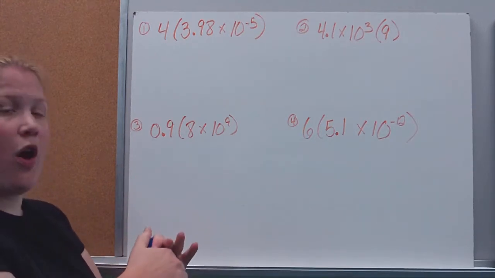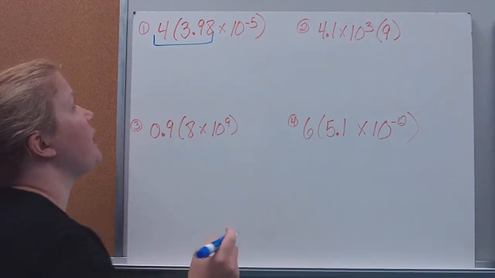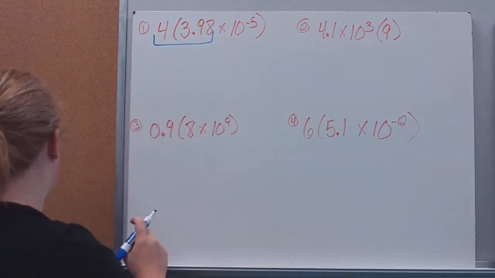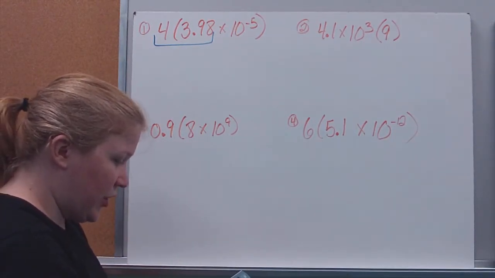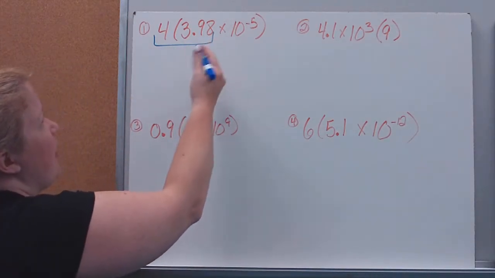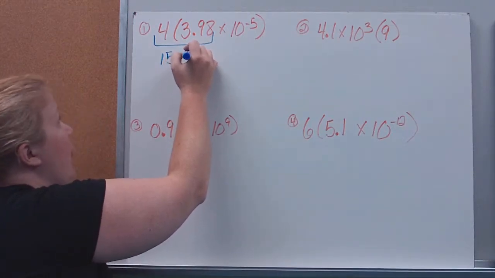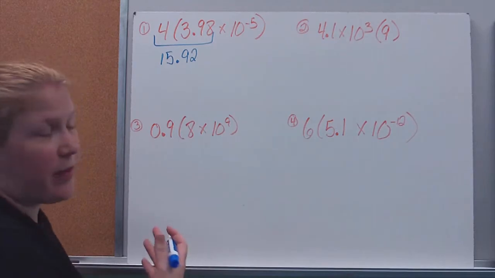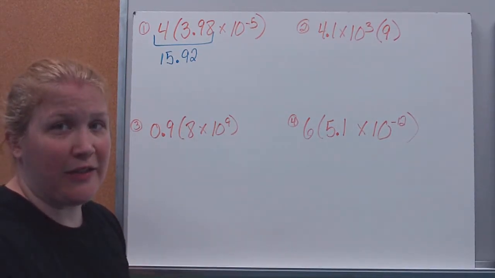So again, if you'll recall, my associative property tells me it doesn't matter what order I multiply things in or how I group them. So I'm going to group my first 2 factors together. And I'm going to cheat and use my calculator here just to save us a little time. When I multiply 3.98 times 4, I wind up with 15.92. Now this is not in scientific notation because this is greater than 10. So I'm going to convert it into scientific notation.